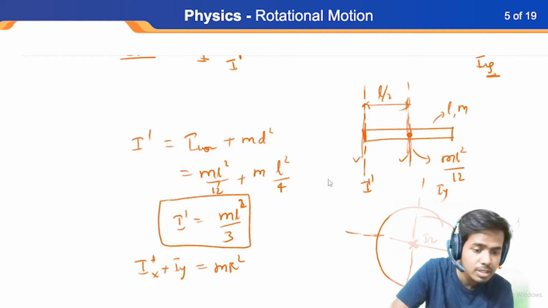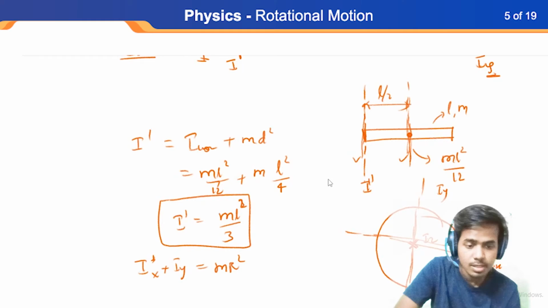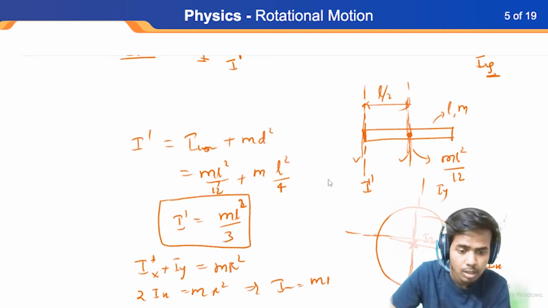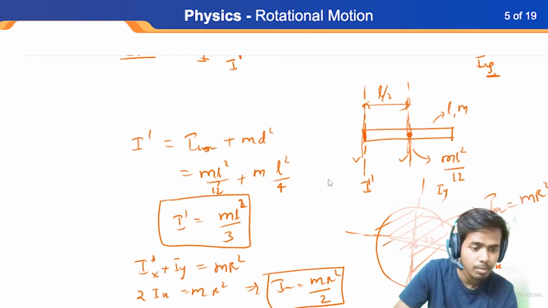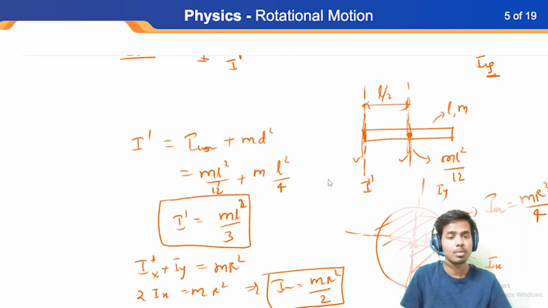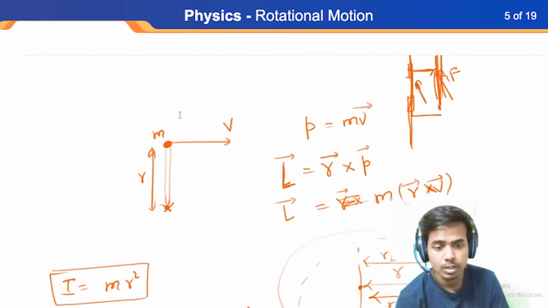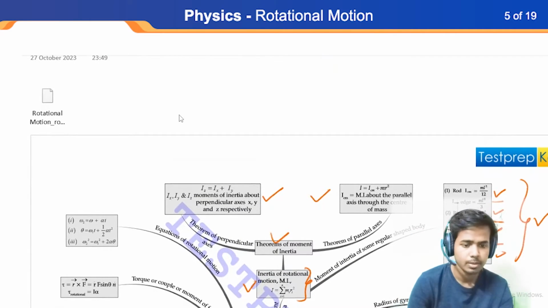But if you closely observe this, there is no practical difference between Ix and Iy, since it is a symmetrical body. So this means 2Ix is equal to mr square. Ix is equal to mr square by 2. In the same manner, you can find out for a disk, which will come out to be Ix is equal to mr square by 4, because it will again be the same Ix and Iy. So you can add them up and equate it to the Iz. If this is clear, I think this whole part is okay.